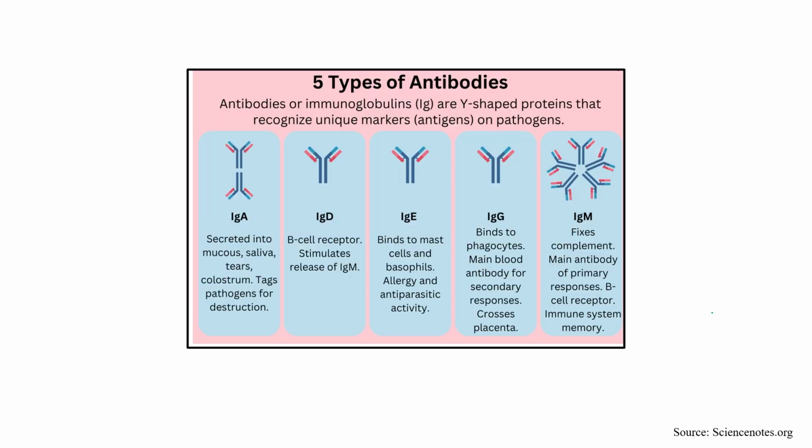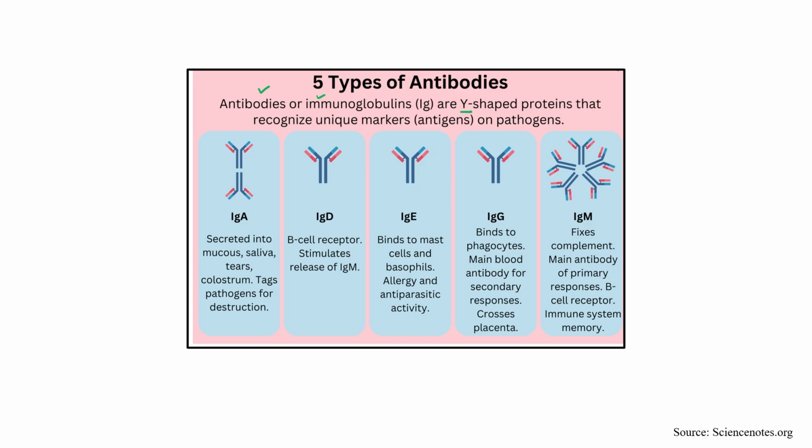Now, let's discuss antibody or immunoglobulin types and their function. Already I told you antibody and immunoglobulins are the same thing. These have a Y-shaped structure and they recognize unique markers of antigen or pathogen. They very quickly recognize the unique antigen sequence.